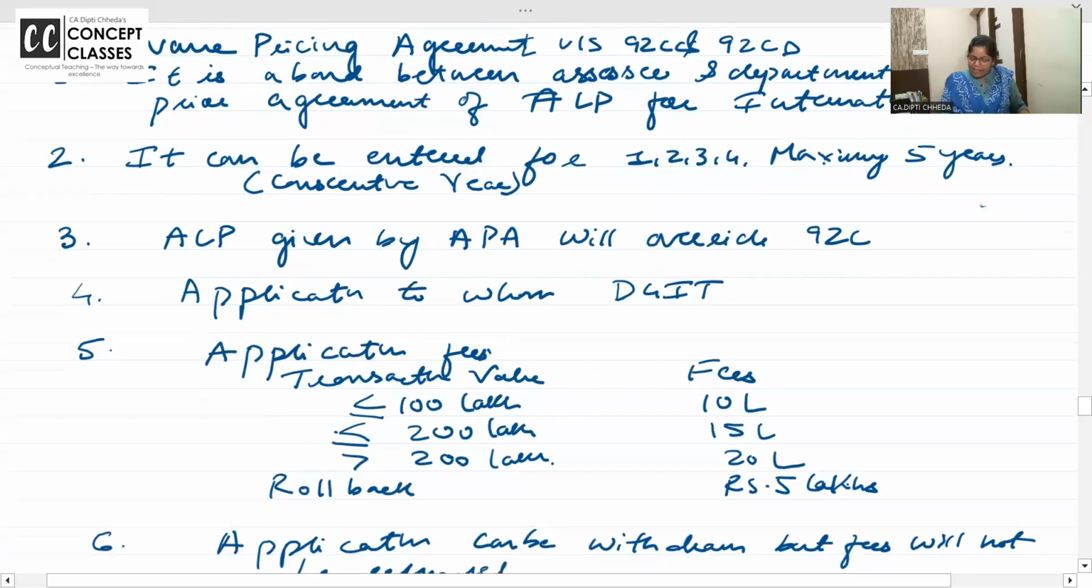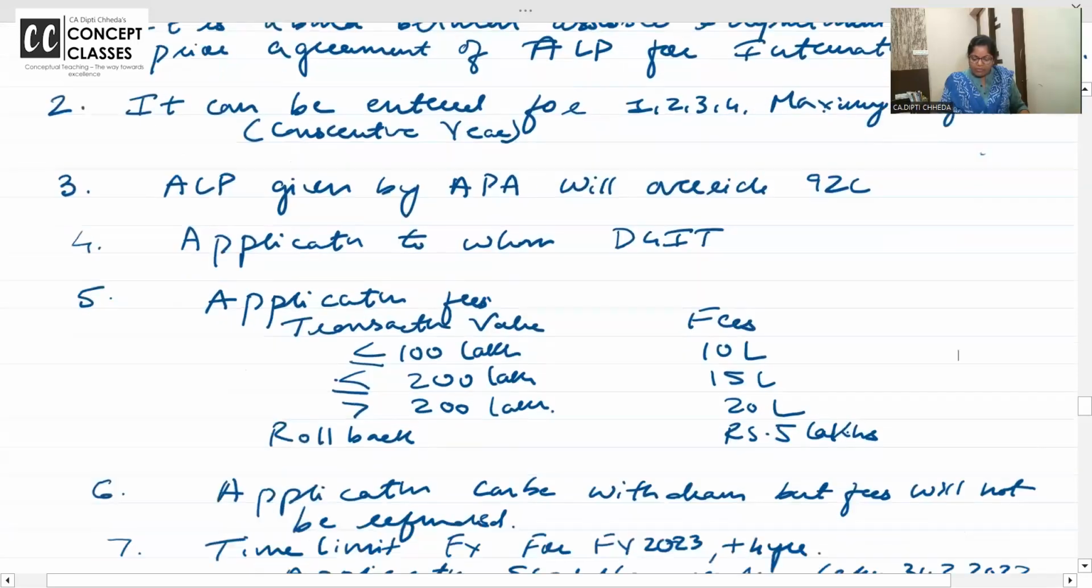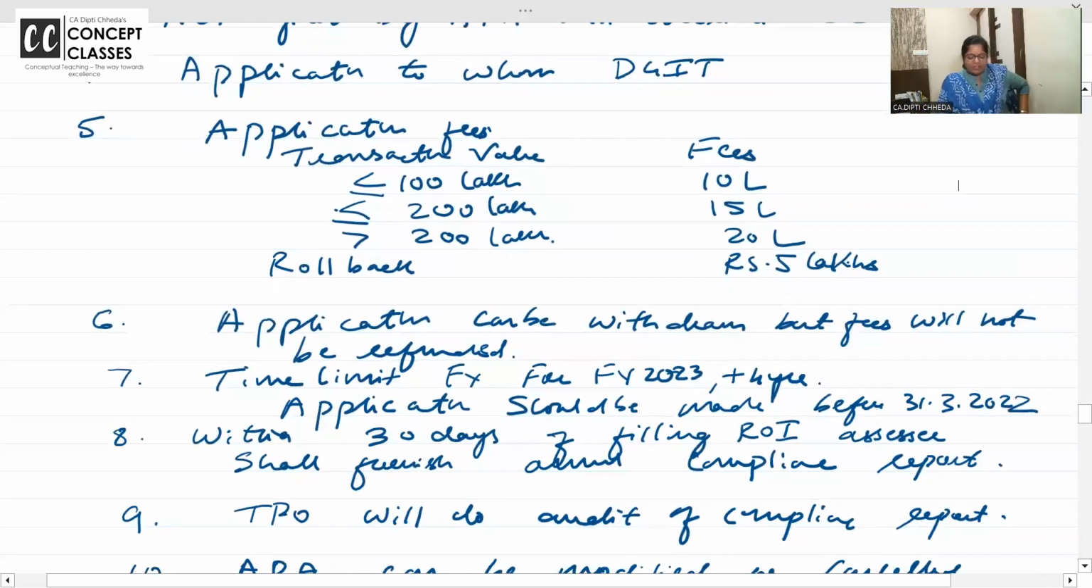And is this applicable, you have to make an application, and for all of it you also have to pay fees for the application? If the transaction value is exceeding 100 lakhs, then 10 lakh fees; 200 lakhs, 15 lakhs; above 200 lakhs, 20 lakhs; and if you want to go for rollback, 5 lakh extra fees. Can the application be withdrawn? Yes.